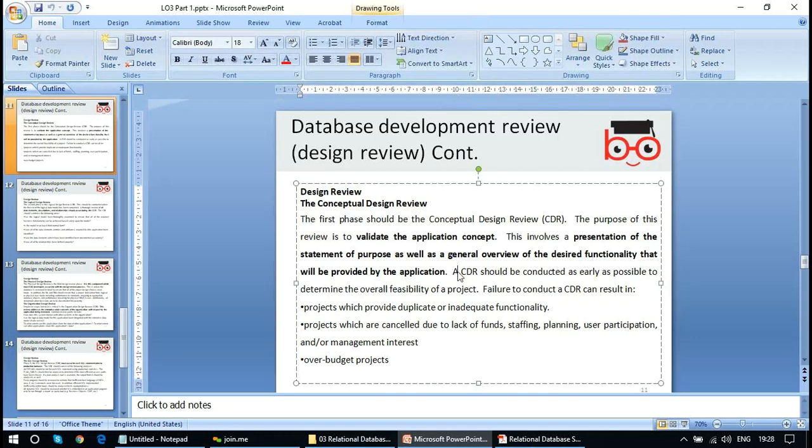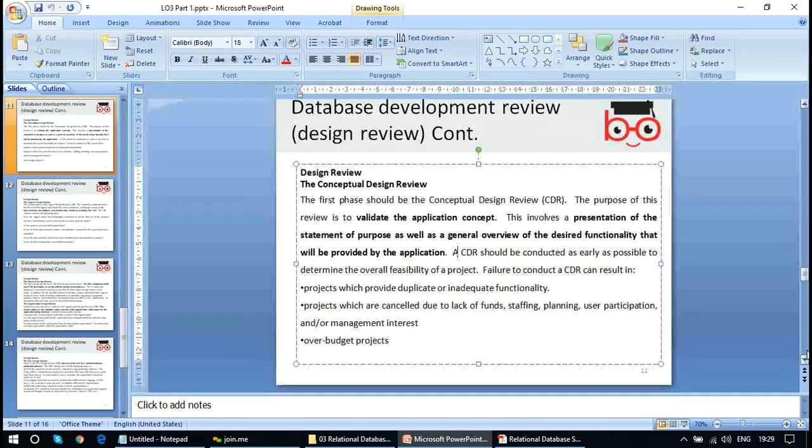So it should be the case that whenever you want to create a database, you should first have a conceptual review, to check whether that is really the concept or the requirement of the database or not. Make sense? Your inception, your concept is valid or not.